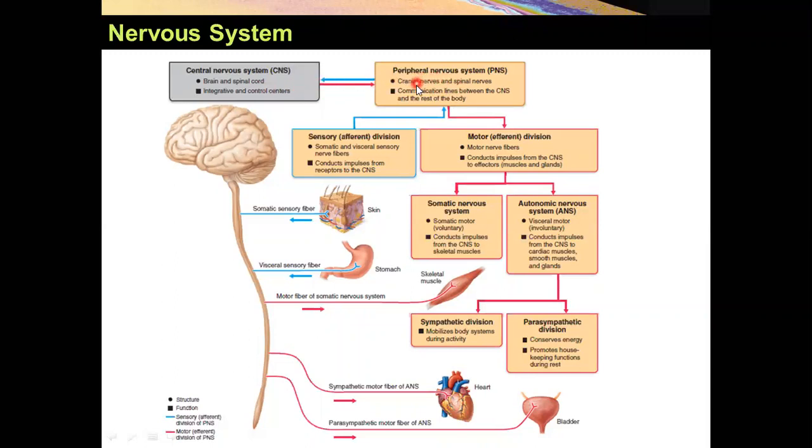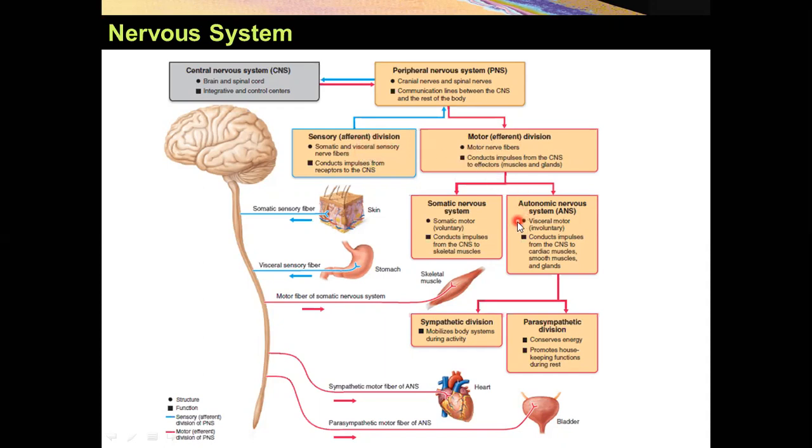The peripheral nervous system consists mainly of nerves, which are the cranial nerves and the spinal nerves, as well as ganglia and receptors. The nerves connect the central nervous system to every other part of the body. Nerves that transmit signals from the brain are called motor or efferent nerves, while those nerves that transmit information from the body to the central nervous system are called sensory or afferent nerves.